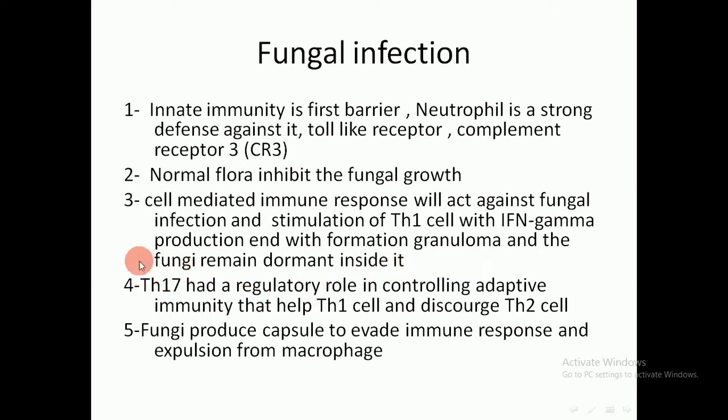And nowadays they found that T helper 17 has a regulatory role in controlling the adaptive immunity that helps T helper 1 cell and discourages T helper 2. And fungi produce a capsule to evade the immune response and expulsion from the macrophage.